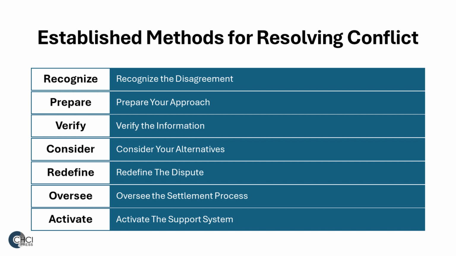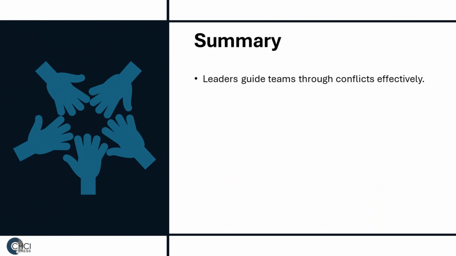By following these steps, we aim to turn conflict into an opportunity for improvement and understanding, leading to stronger relationships and better teamwork. In summary, management is about guiding teams effectively through the maze of conflicts. It is a skill that requires a proactive approach to prevent issues and navigate through them when they arise.